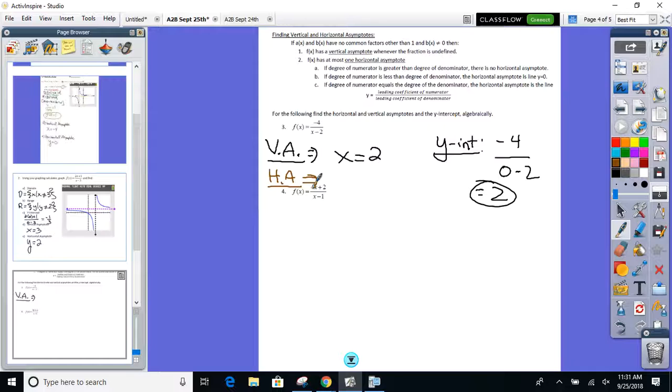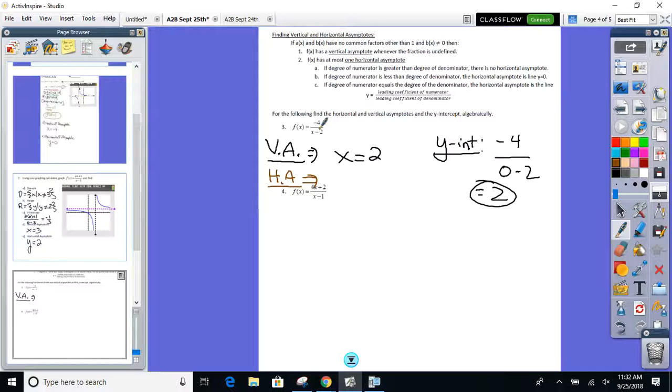All right, so let's take a look at our fraction right now. Is there any variable in the numerator? No, so we say the degree is 0. What's the highest exponent in the denominator? 1. Everyone see? X to the first, that's the highest exponent. So the degree in the numerator was 0. The degree in the denominator was 1. So it was less in the numerator. Everybody agree?